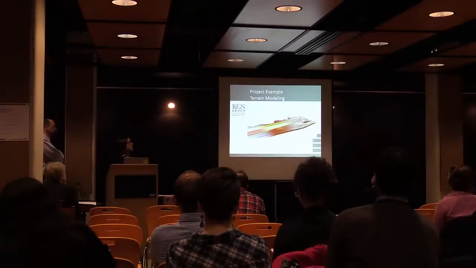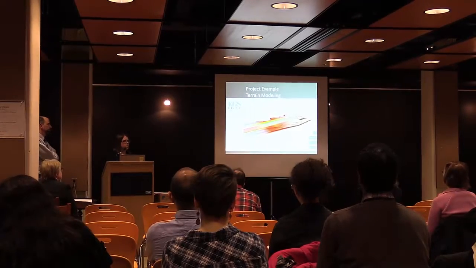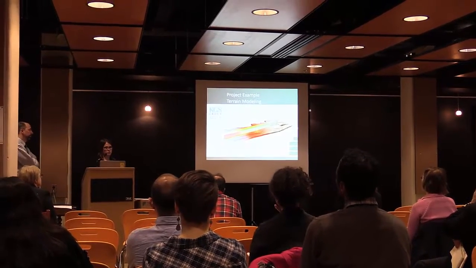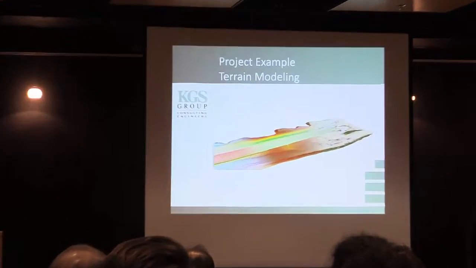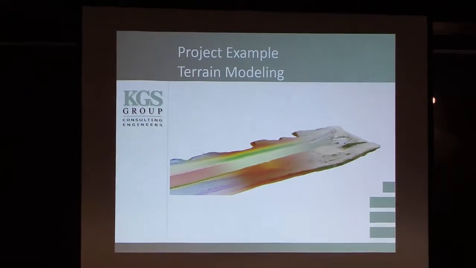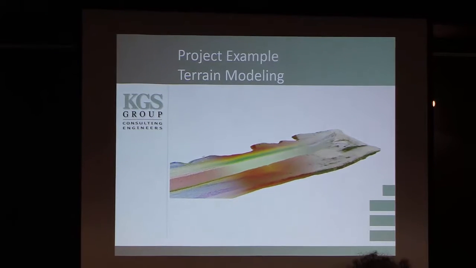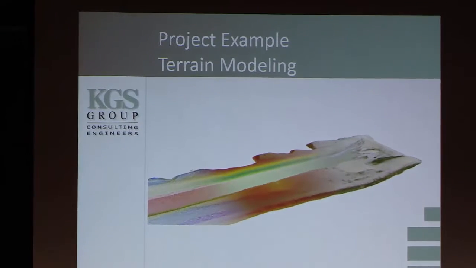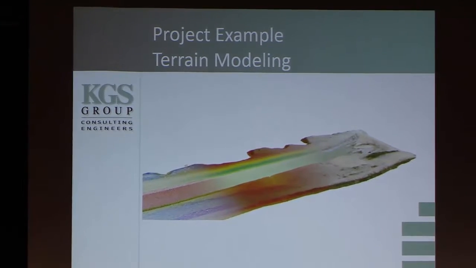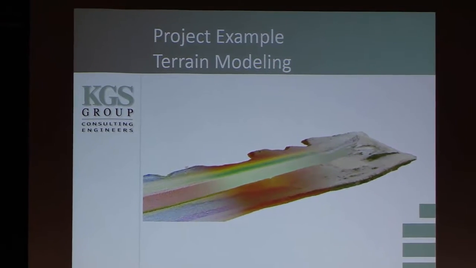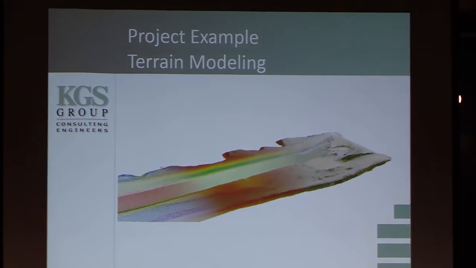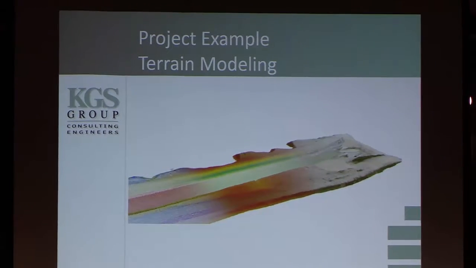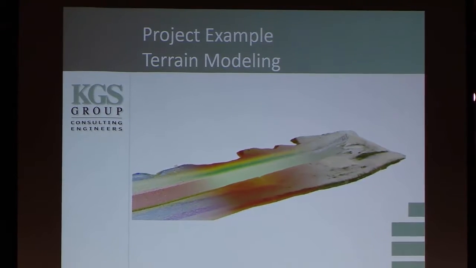Next example we have is a terrain modeling example. This particular project is of a channel excavation. It's in a remote location that was only accessible by air or boat. So we determined that for this project it would be appropriate to use a photogrammetric UAV to capture the site. It was a very low vegetation site that allowed us to not have to do a lot of point cloud cleaning, as it captured the surface really well.